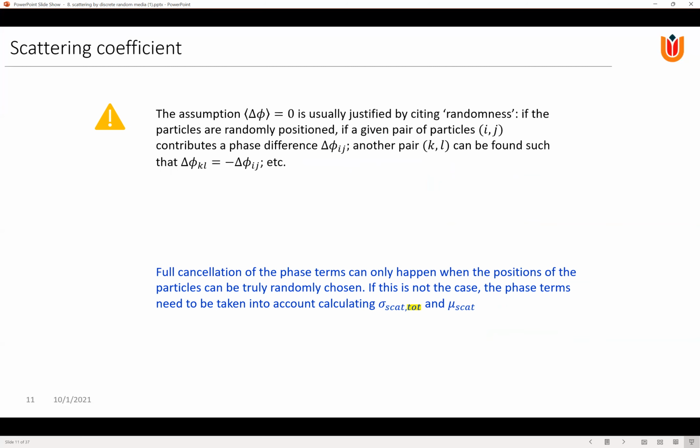Now, of course, a long time coming in this whole argument is that this whole cancellation of phase terms is not always going to work out fine.